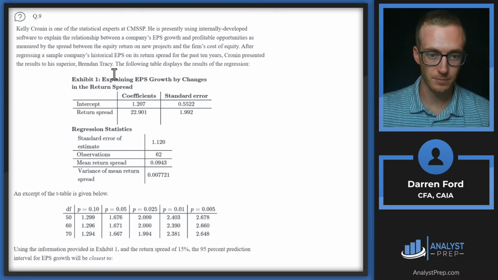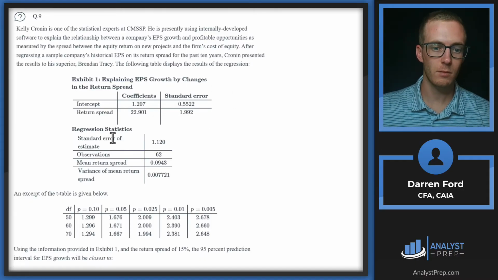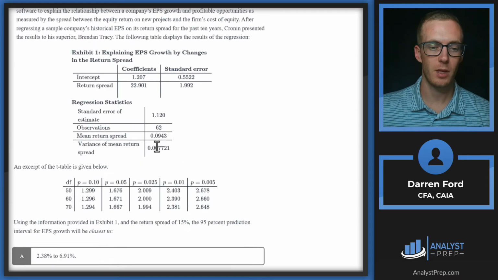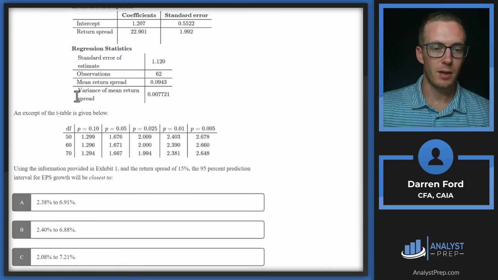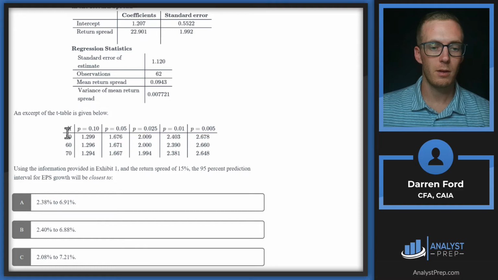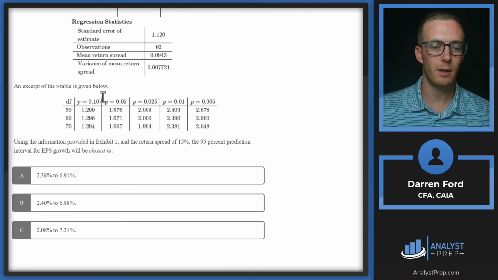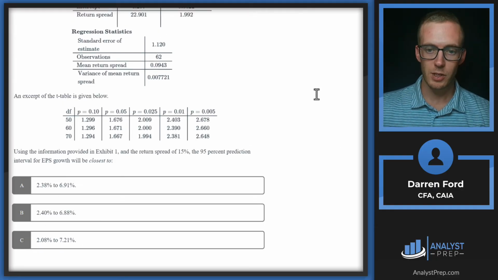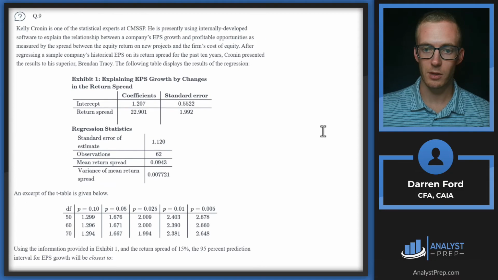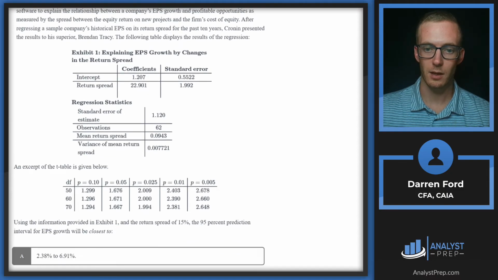So we've got our regression results and some statistics here. And then we've got our T-stat table right here. And then lastly, using the information provided in Exhibit 1 and the return spread of 15%, the 95% prediction interval for EPS growth will be closest to. We've got 3 different interval options. So I'm going to start up here just so we have enough room to kind of show work.